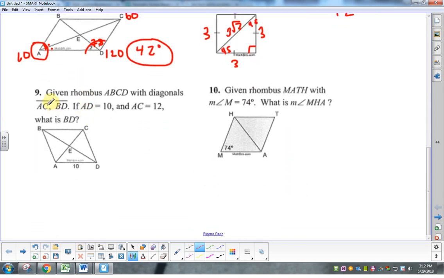Number 9, we are given a rhombus. Okay, they tell us that AD is 10, AC, which is the whole diagonal, is 12. When I'm given a diagonal of any parallelogram, I know this says rhombus, but a rhombus is a parallelogram. I don't ever write the whole thing because it just confuses me. I will always bisect it because I know that that's a property of parallelograms. So I'll put a 6 and a 6. Then because it's a rhombus, I'm going to put my right angles in, and now I know that this is a Pythagorean theorem problem because I have a right triangle.